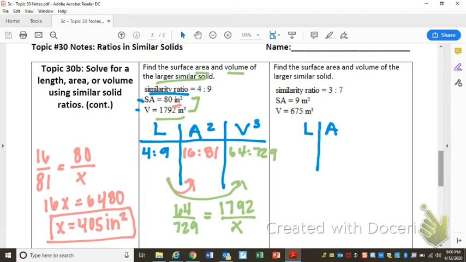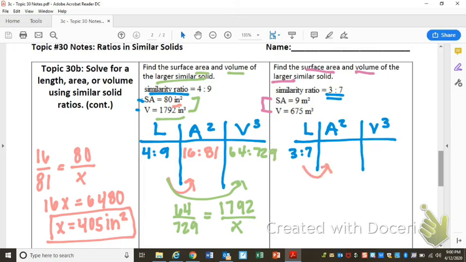So we have the linear, we have our area, and we have our volume. Remember, in this case, they gave us our linear or our scale factor, which is going to be 3 to 7. We are again trying to find the surface area and the volume of the larger similar solid given one surface area and volume of the smaller similar solid, which means we need both of those as our desired ratios.